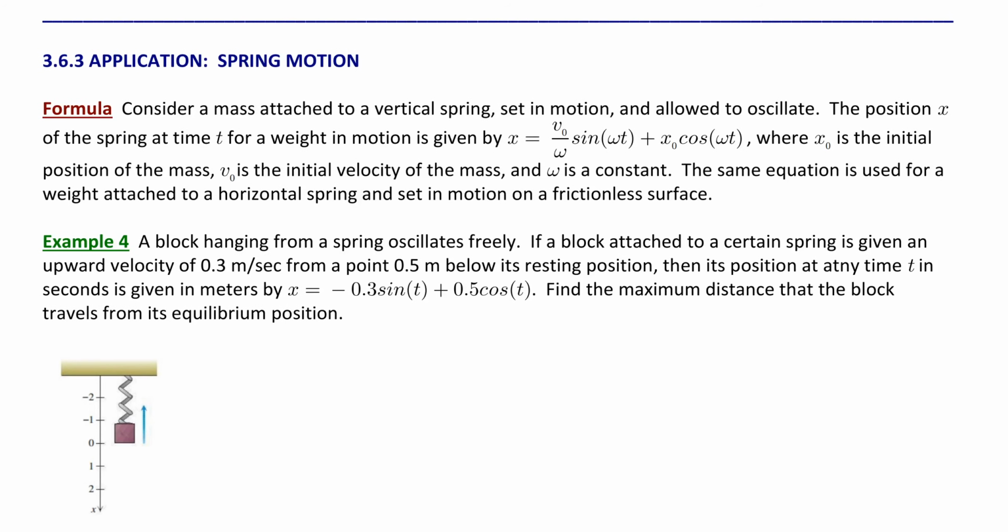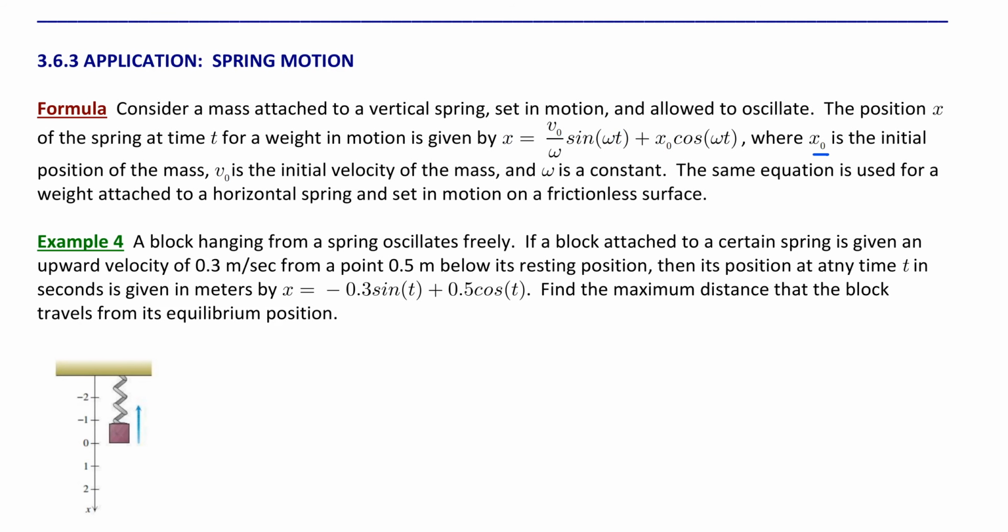So here, x is the dependent variable representing position. T is the independent variable representing time. All of the other variables in the formula are actually parameters. They're dependent on the specific situation. X naught is the initial position of the mass. V naught is the initial velocity of the mass. And omega, which appears in lots of different spots in our formula, is also a constant.